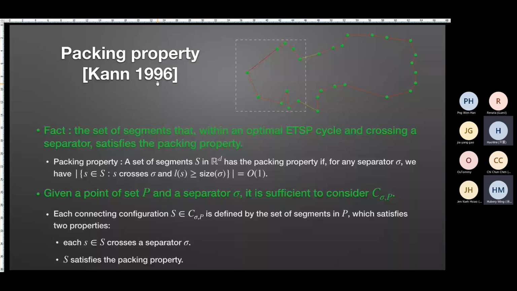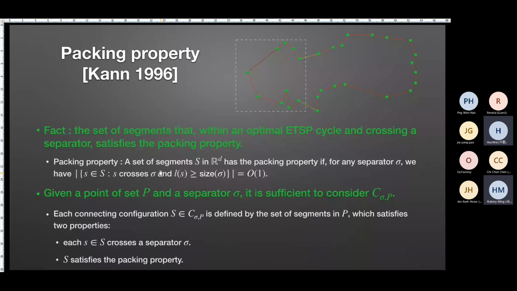We have the fact on the optimal circle of the Euclidean traveling salesman problem. The fact is that the set of segments in the optimal circle crossing a separator satisfy the packing property. And the idea of the packing property is that there cannot be too many long segments crossing a separator. Okay, this is the basic idea. And we can formulate it by the packing property.